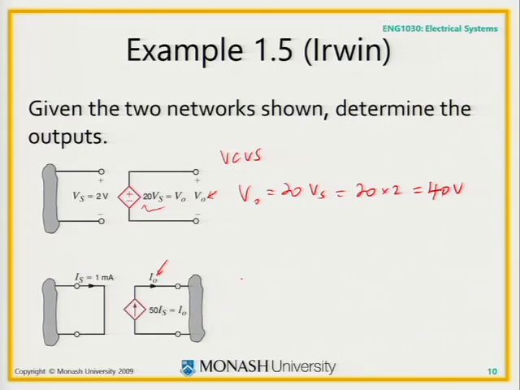Here's another one. So IO here must be equal to 50 Is, and this must be equal to 50 times 1 milliamp, which is equal to 50 milliamps. All happy with that? Okay.